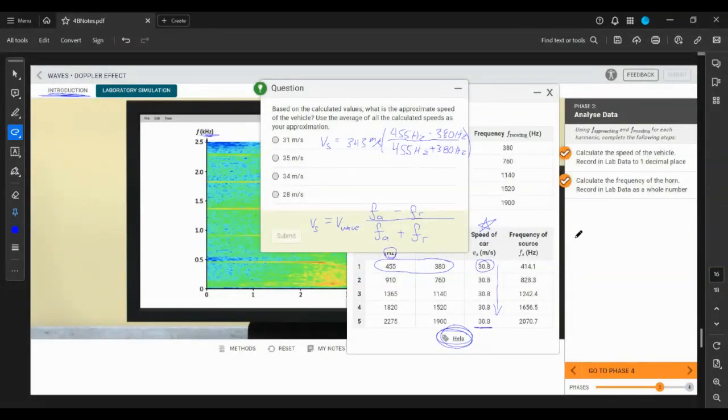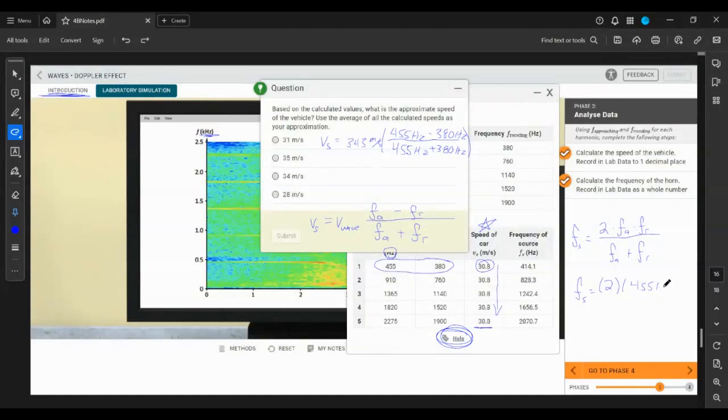The frequency of the source, which again is the car, is equal to twice the product of the frequencies. So the frequency approaching times the frequency receding over the sum of the frequencies. So frequency approaching plus frequency receding. For our first example, if we look through here, we're going to have 2, just because it's part of the formula. Then the frequency approaching, 455 hertz, multiplied by the frequency receding.